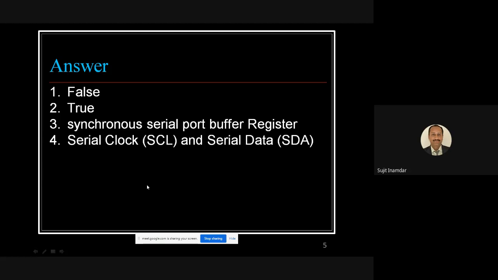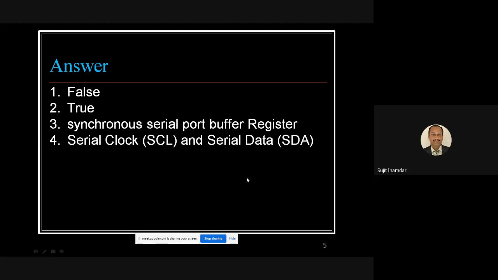So this SSPBR is nothing but the synchronous serial port buffer register. Whenever the data starts for transmission, it first goes to the buffer. Then it is sent out one by one. At the time of inward also, the same thing is going to happen. For the I2C, the serial clock and the serial data, these two lines are only needed. So I received the answer.